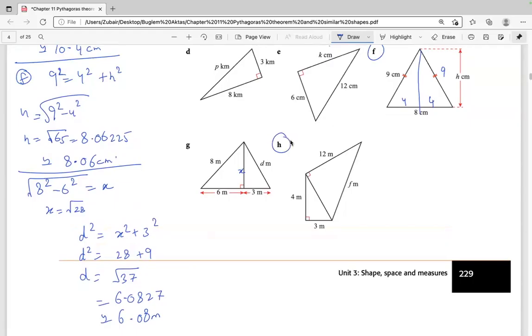H part. Without solving 3, 4, what should this be? That should be 5. Without solving 12, 5, this should be 13. In exam, we will definitely show all the working. 3 squared plus 4 squared, whole square root is 5. Let me say that was X. And on the other side, F squared is equal to 5 square plus 12 square. F squared is 169. Square root both sides is equal to 13 meters.